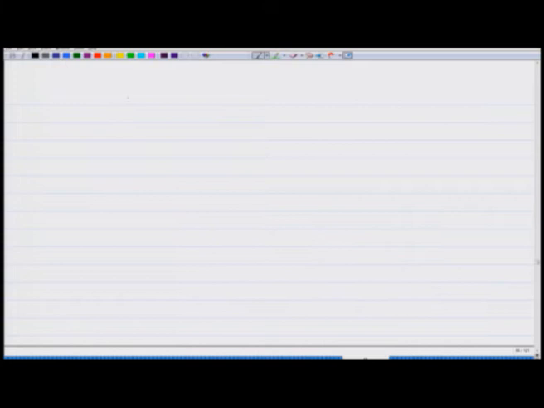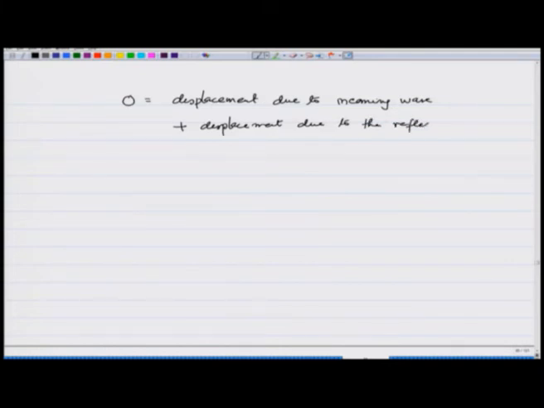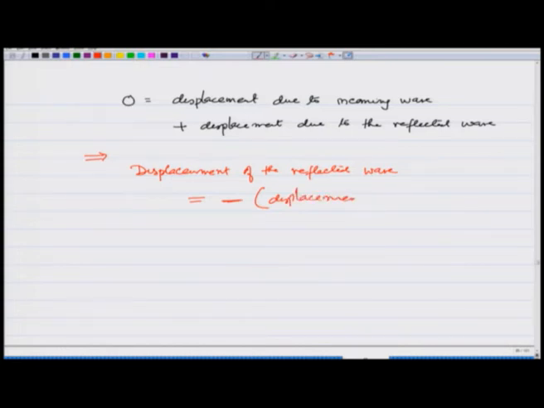So, what I have is that 0 is equal to the displacement due to the incoming wave plus the displacement due to the reflected wave. And this is at a hard boundary where there can be no displacement, and this immediately tells you that the displacement of the reflected wave is equal to minus, that is, opposite to the displacement due to the incoming wave. So, they are always opposite.